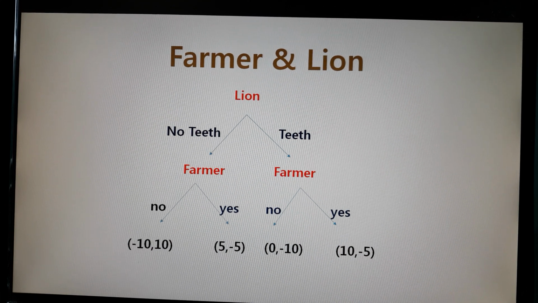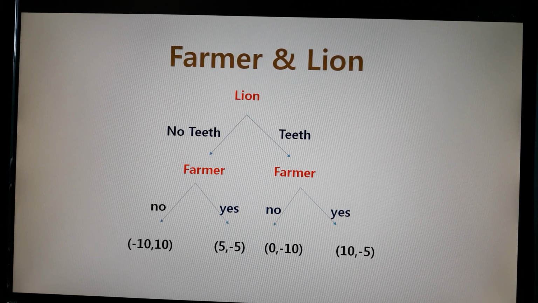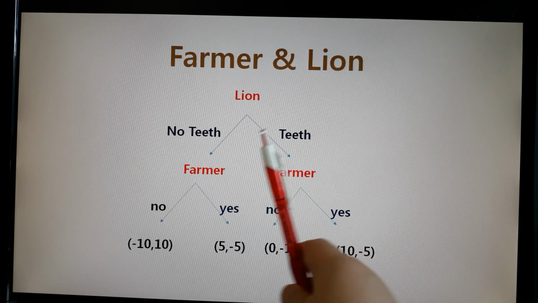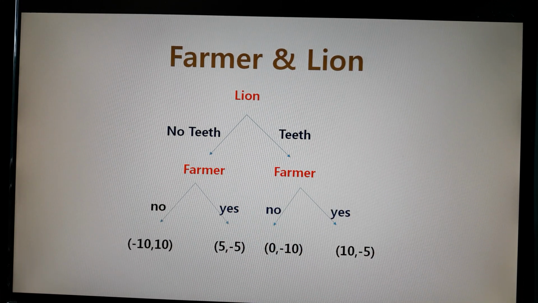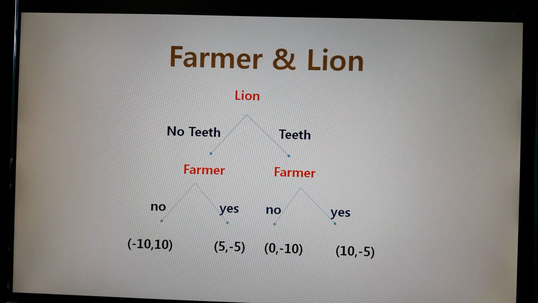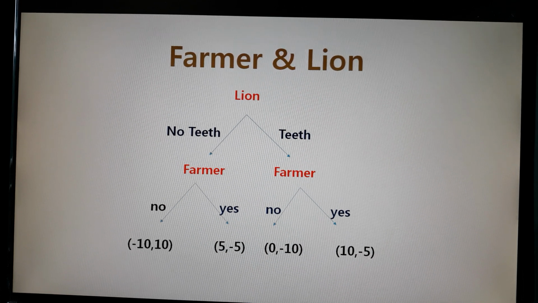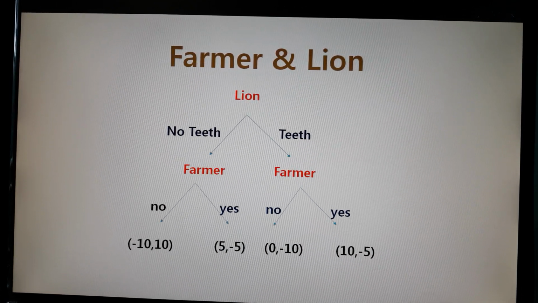From the farmer's point of view, what would be the best thing? What happened in the story? The lion has no teeth, the farmer says no. Then the daughter doesn't have to get married to the lion, an animal, and maybe he can kill the lion.